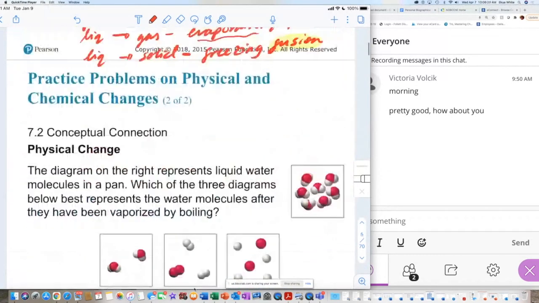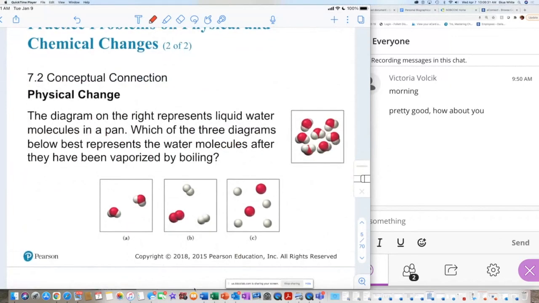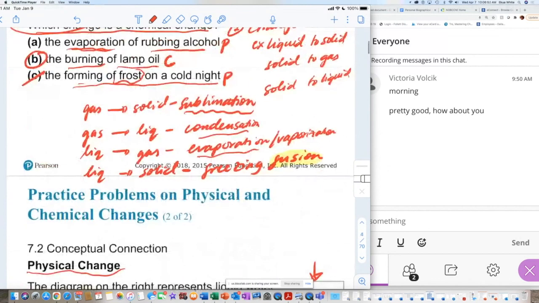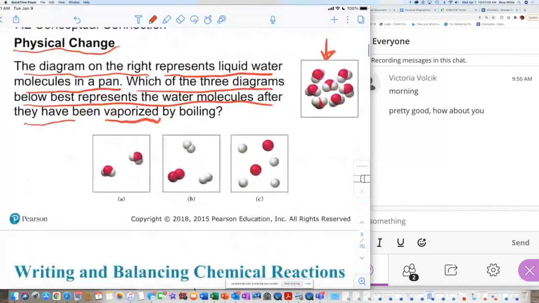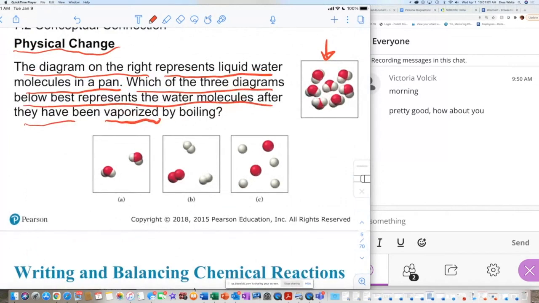Okay, so moving on. Now we're looking at this question. Now we have titles here, so it kind of gives you a clue into what we're looking at. The diagram on the right represents liquid water molecules in the pan. Which of the three diagrams below represents the water molecules after they have been vaporized? Remember I told you about those terms. Vaporized was under liquid to gas. They're already using the thermodynamic term, vaporized. Vaporized just means it's been boiled. So you've gone from liquid. We're looking for gas, water.